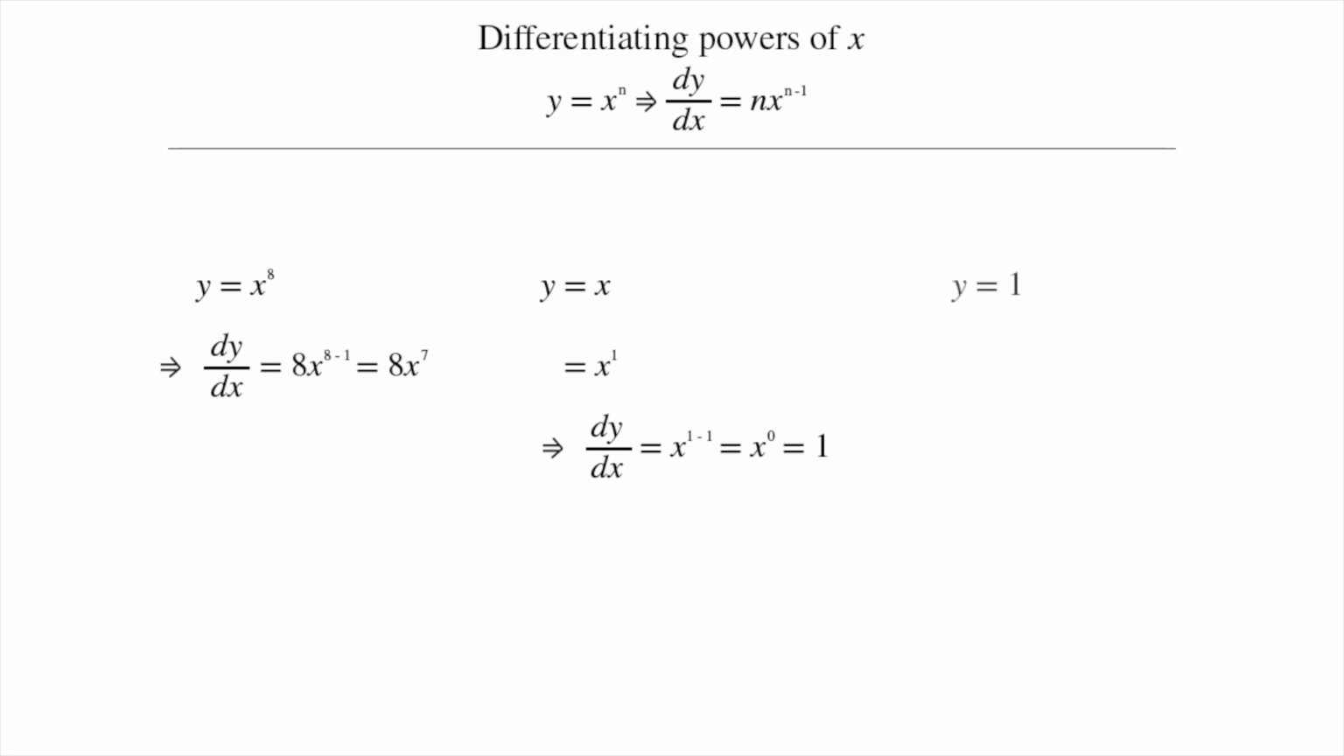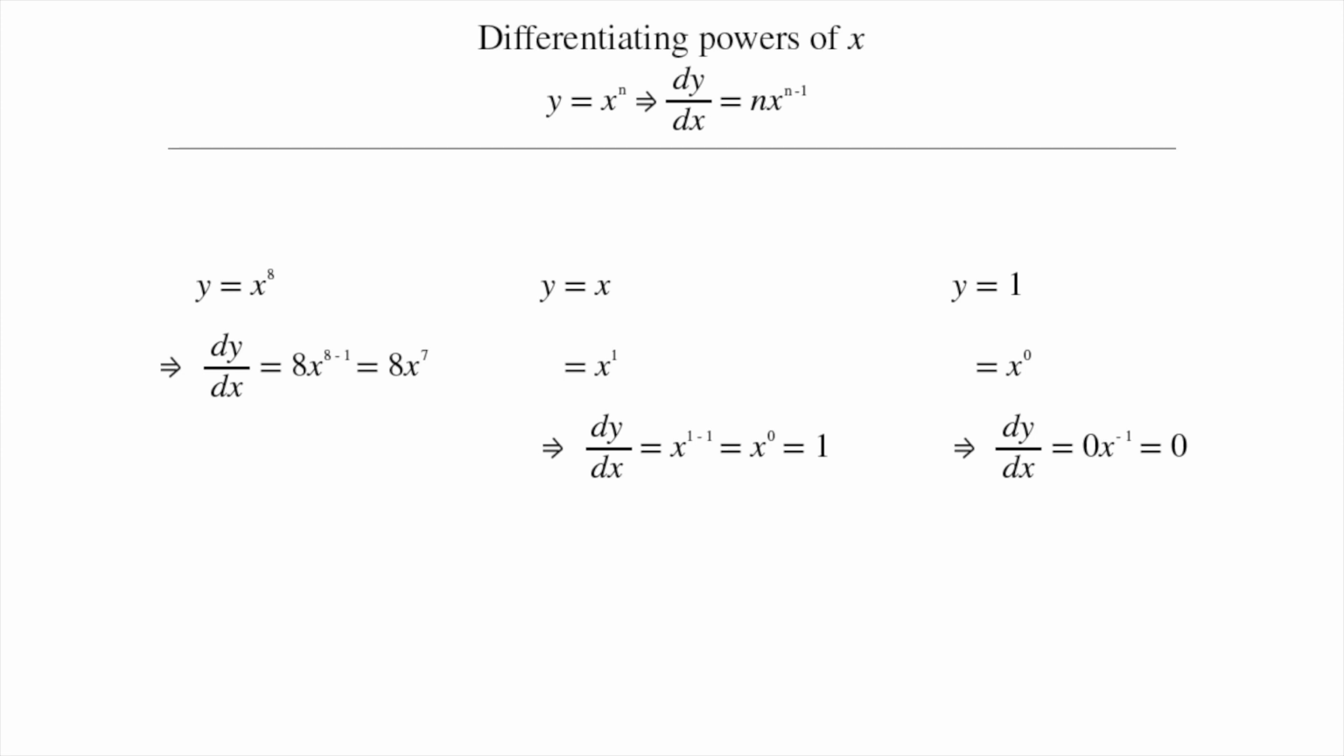What about y equals 1? Well, this is the same as x to the 0. So we get dy by dx equals 0 times x to the power 0 minus 1, which is x to the minus 1. This is of course just 0. Using this rule, we could easily differentiate any function like these ones.